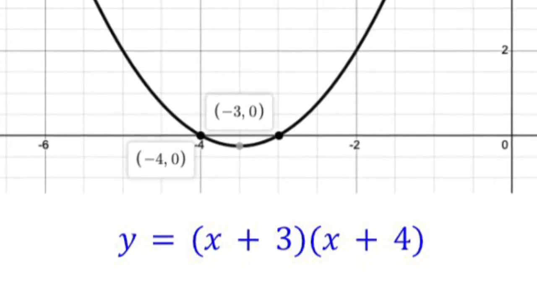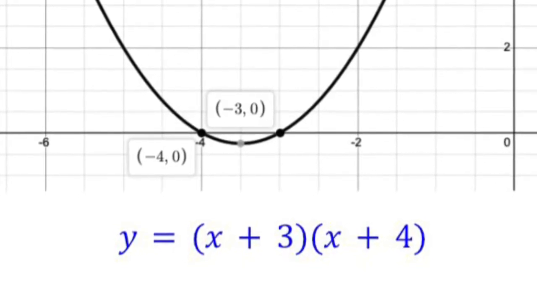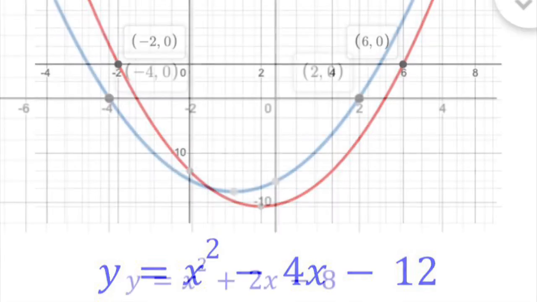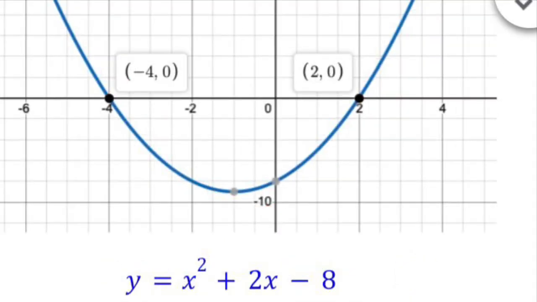I think that most of us are okay with factored form. That's easy. The problem is that when we get an equation in standard form, when we look at that equation, we don't know where or how to find those x-intercepts. So right now, let's not worry about standard form and let's just focus on factored form for the time being.